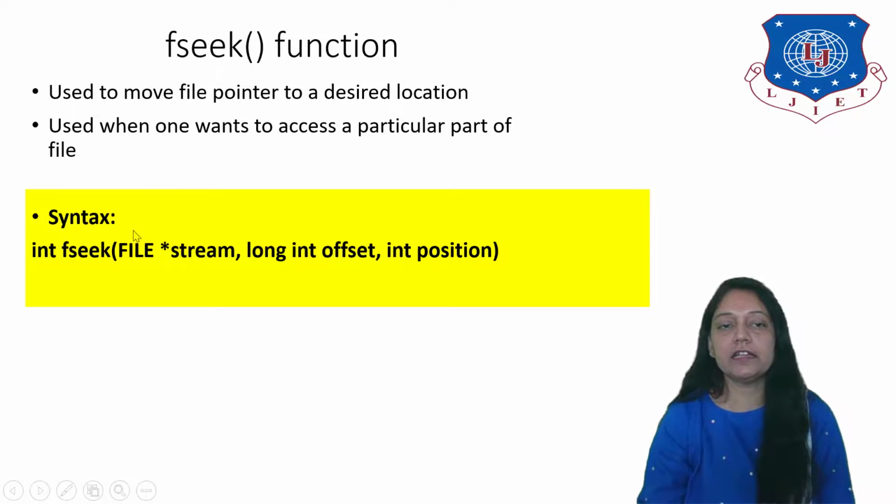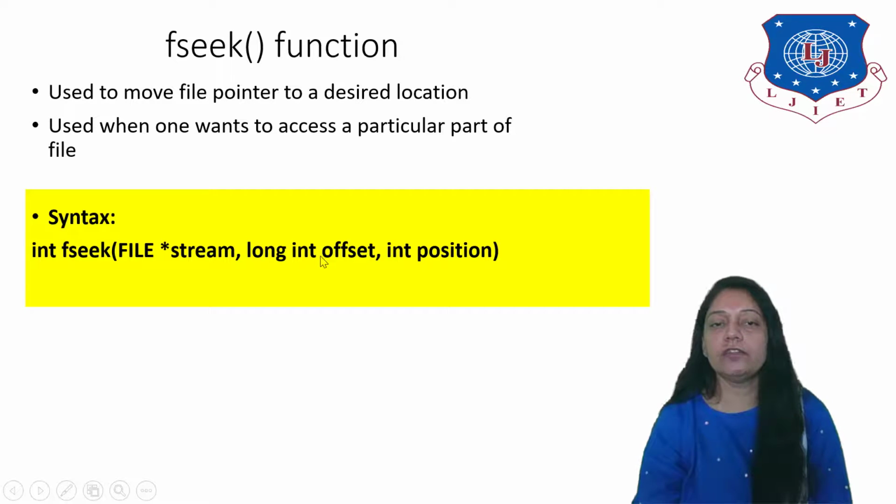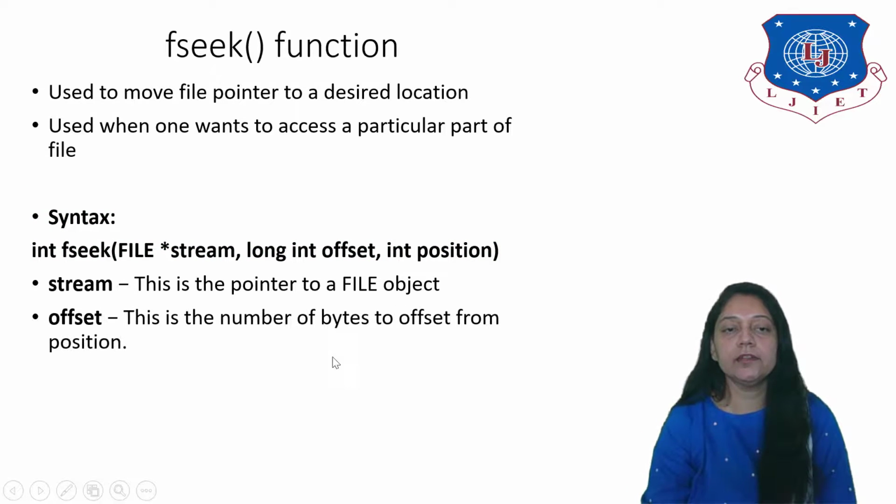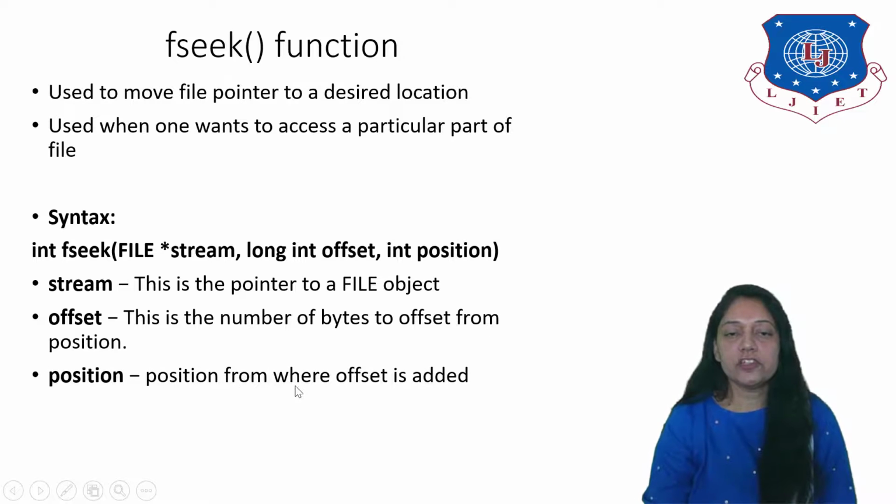Syntax of fseek: in brackets, pass 3 arguments. One is a file pointer, another is an offset value, which is of data type long integer, and the third one is an integer position. The first one is the file pointer here. The second is offset. Offset means the number of bytes which we want to move forward or backward from the position that has been mentioned as the third argument. In case of position, the offset is added to the position value to move backward or forward in a file.